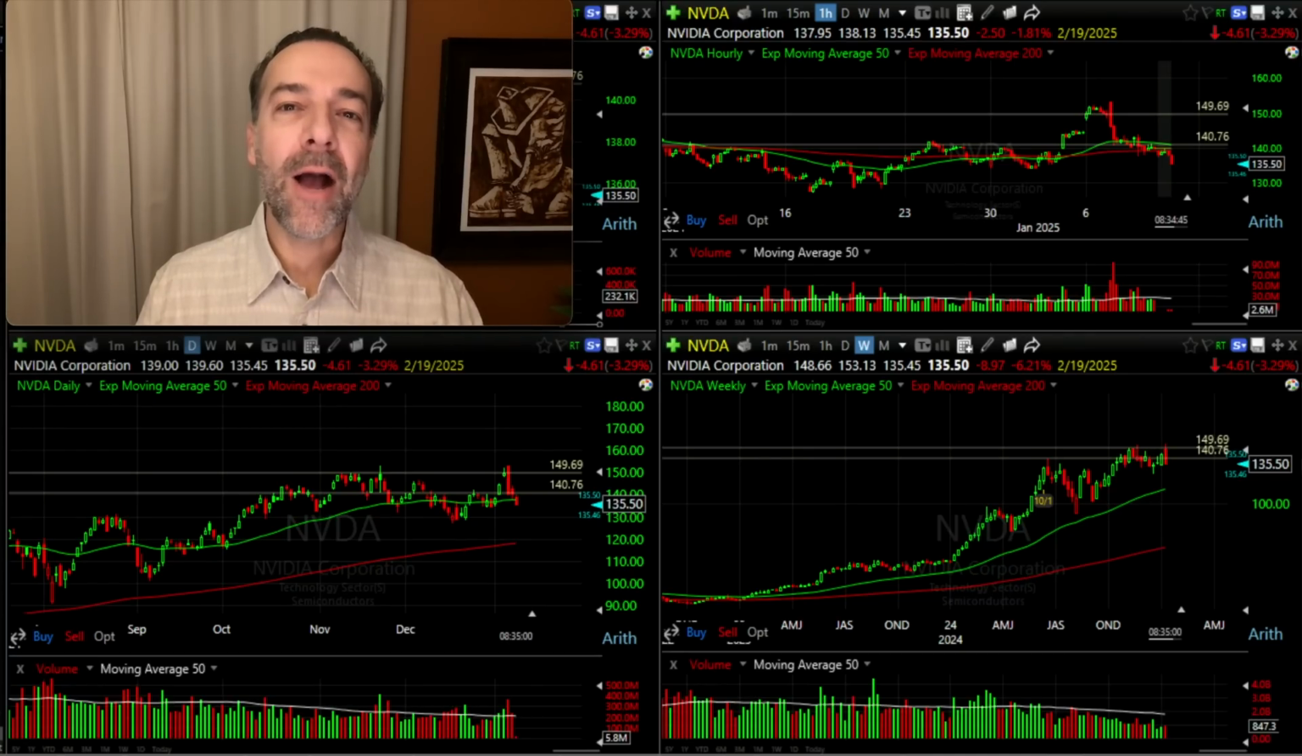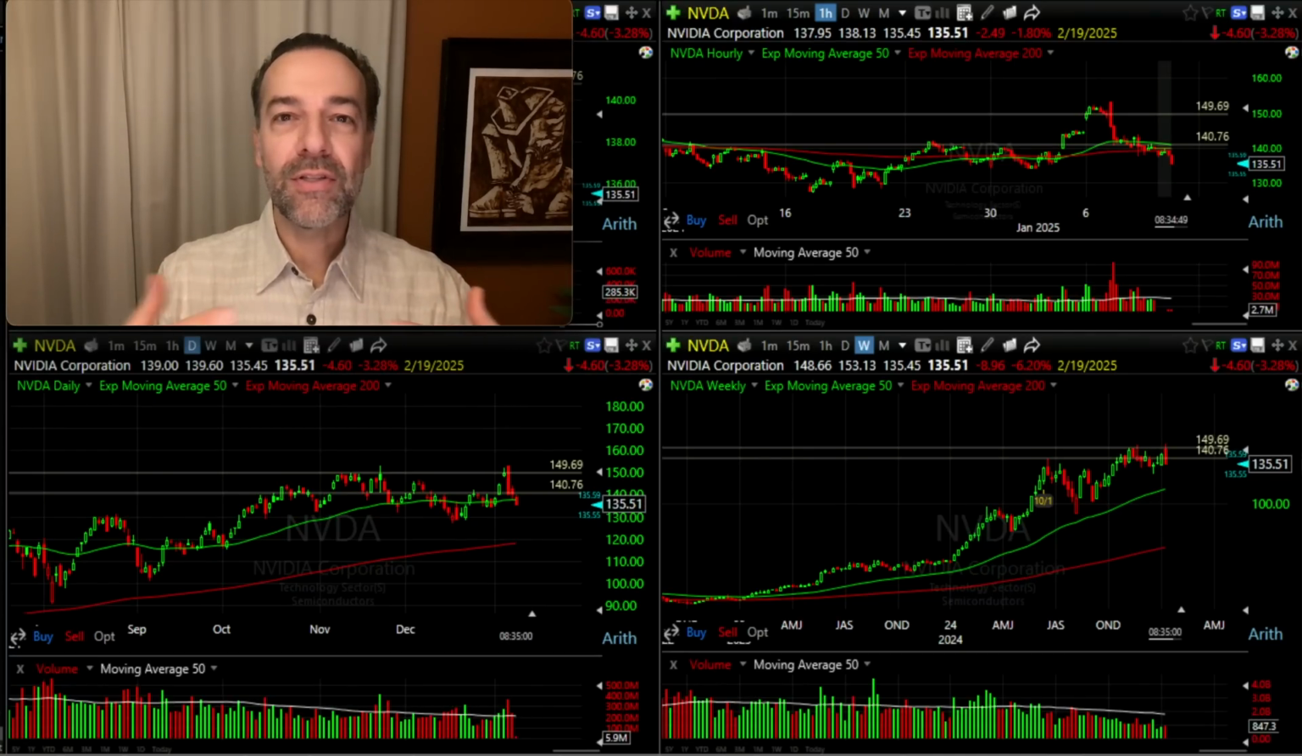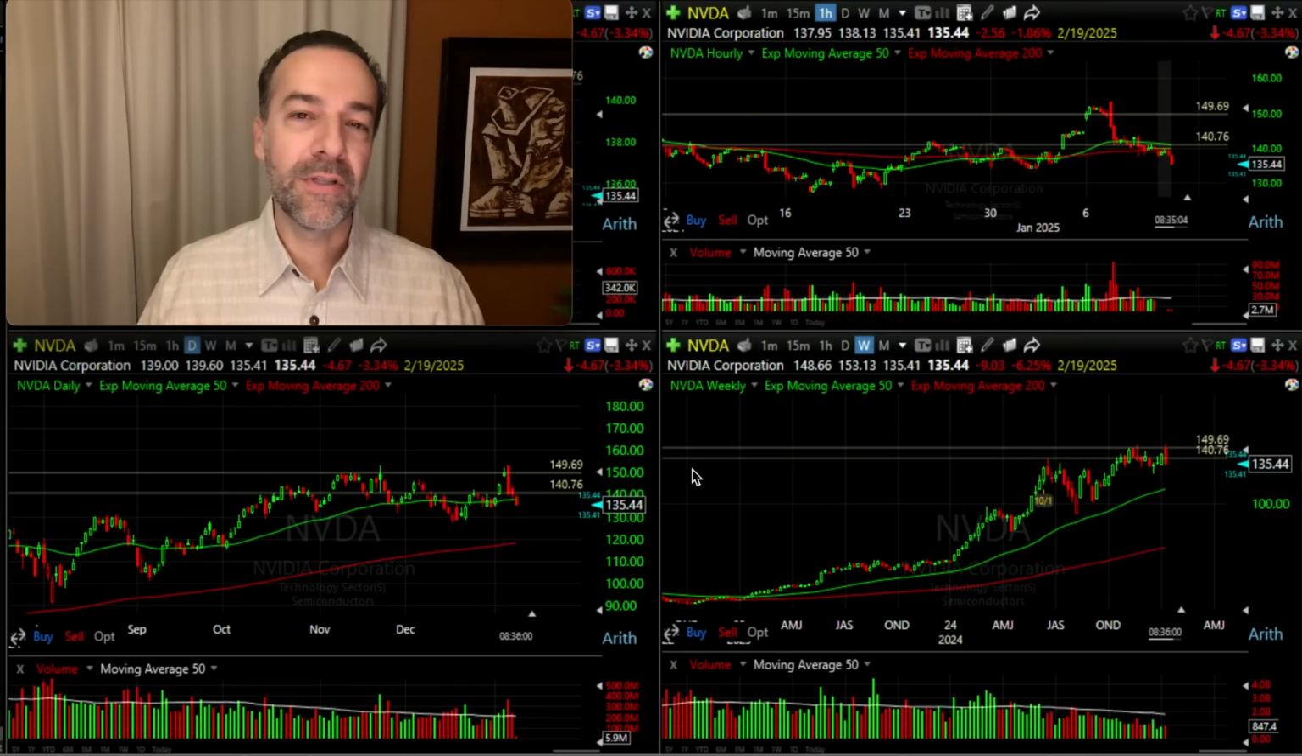Before we place any option trade, we first want to assess the technicals of the underlying stock. So let's do that together right now in Nvidia. These are my 3 favorite time frames to look at when I'm looking to place an option trade. The top right one is the hourly chart, the bottom left one is the daily chart, and the bottom right one is the weekly chart.